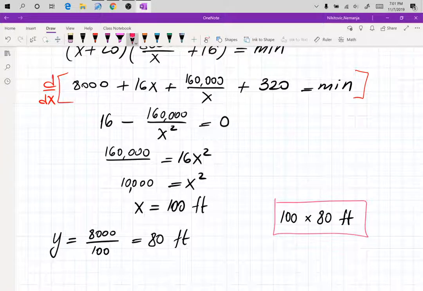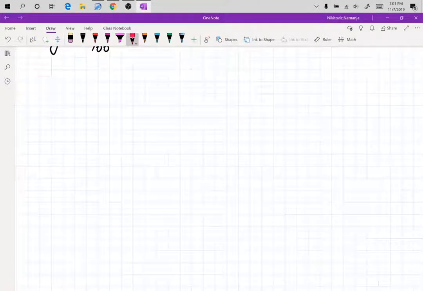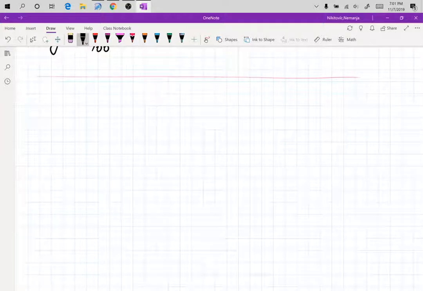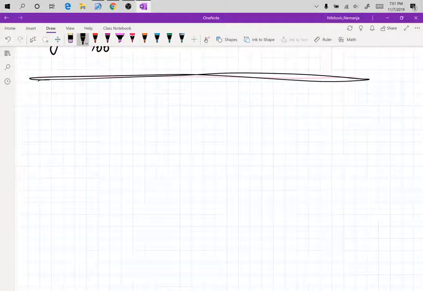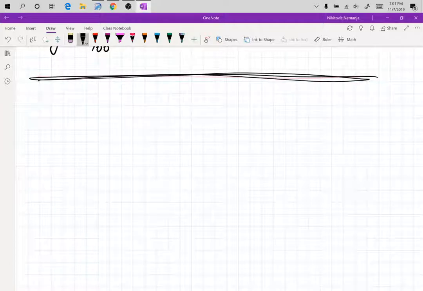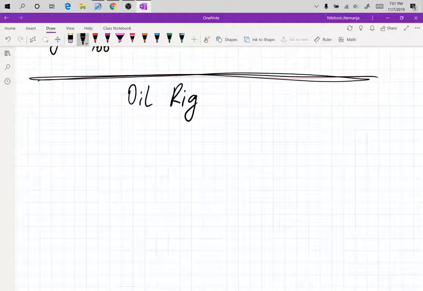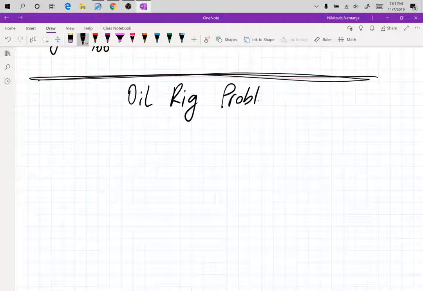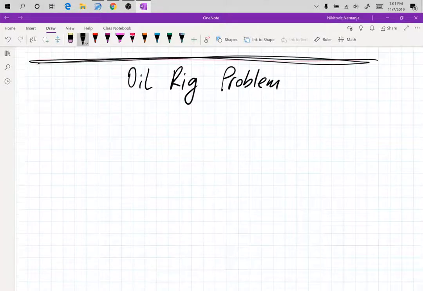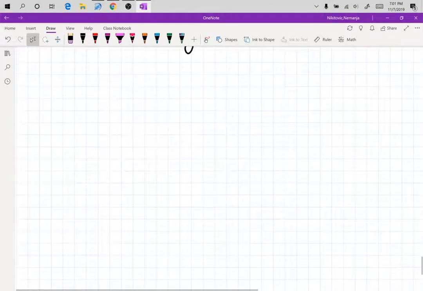What else could we do? All right, let's take into consideration one of the cost problems where we actually are going to calculate the cost. Oil rig problem? Whatever. What do I have?